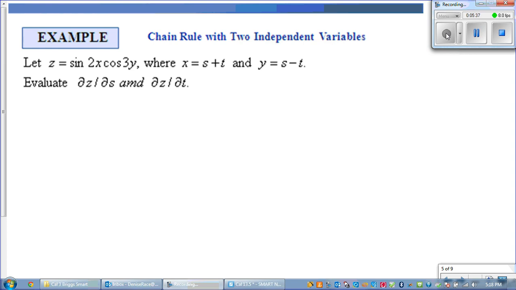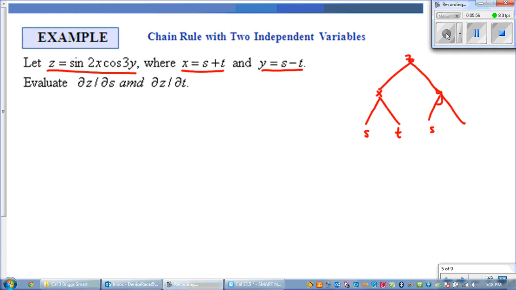So now z is given by this function, and from that I can conclude that z is a function of x and y. But x is a function of s and t. And y is a function of s and t. So there's our tree diagram. Go ahead and label the branches.